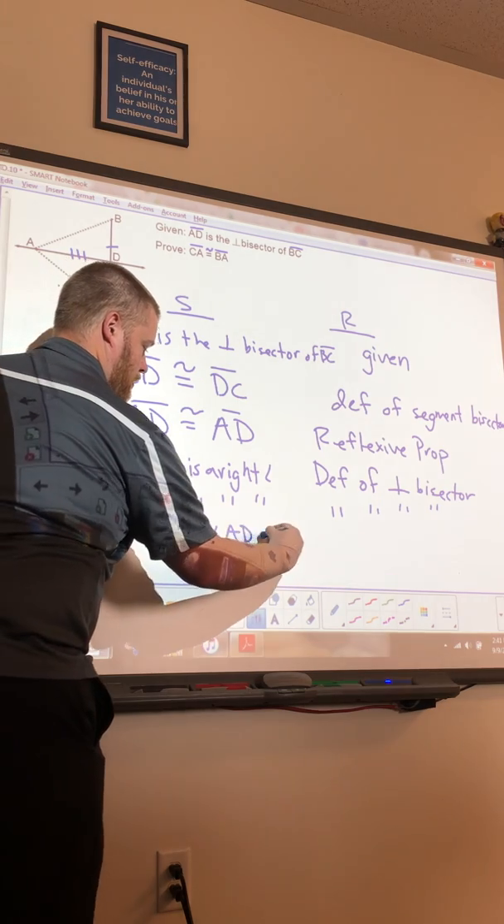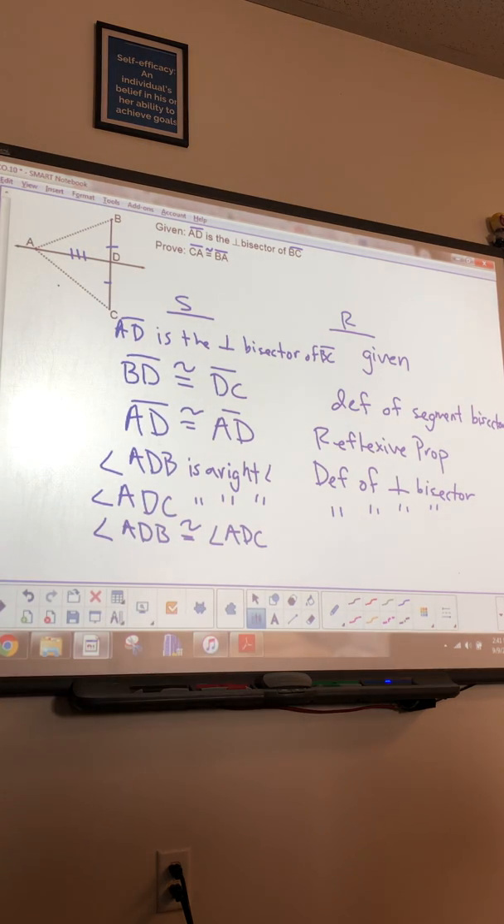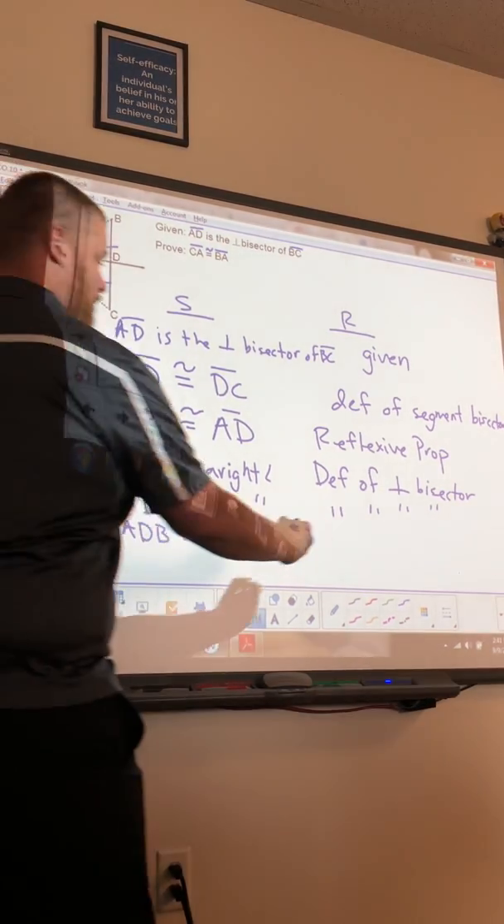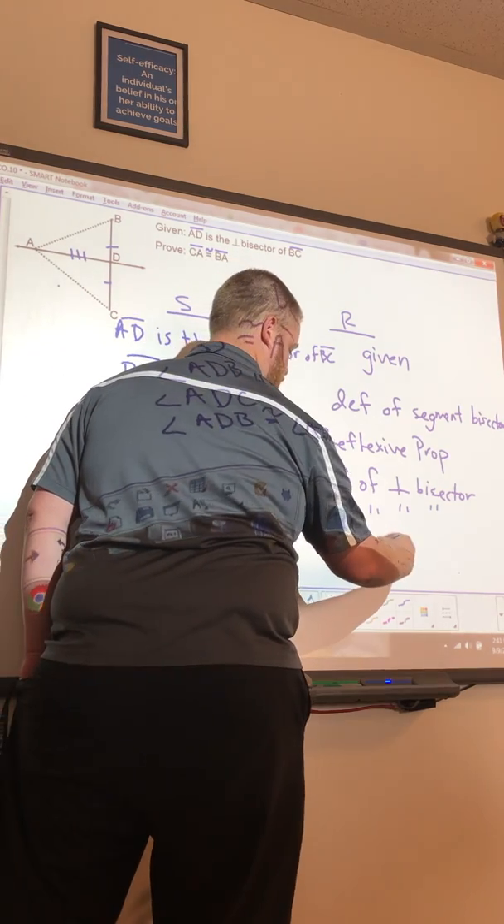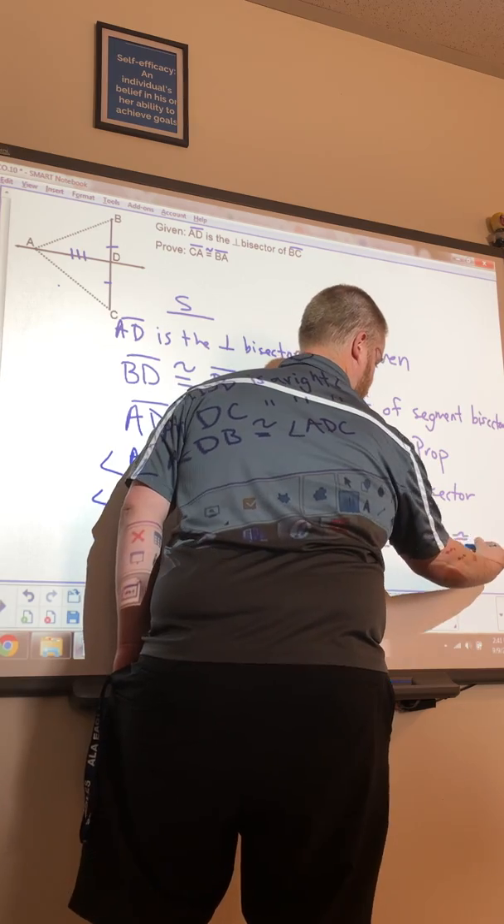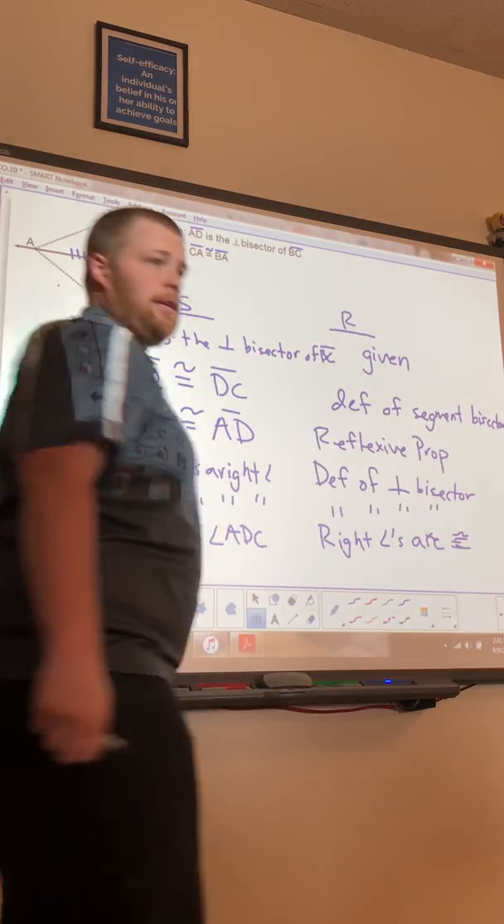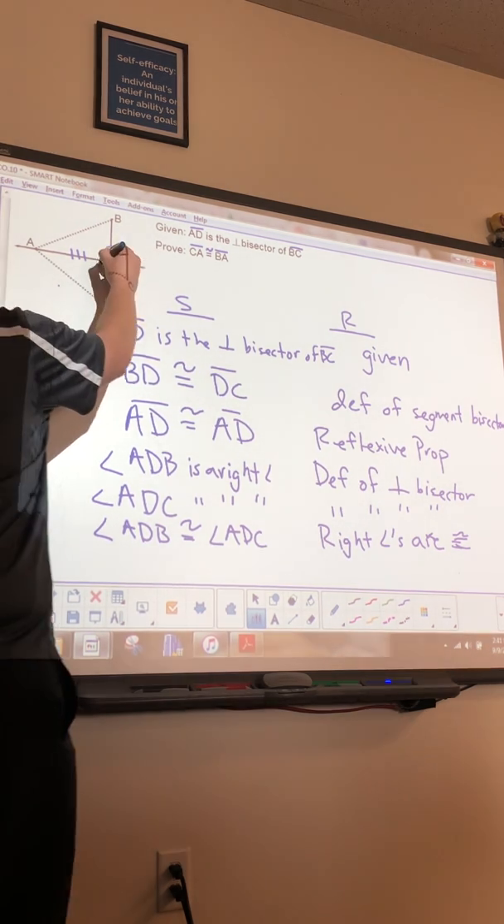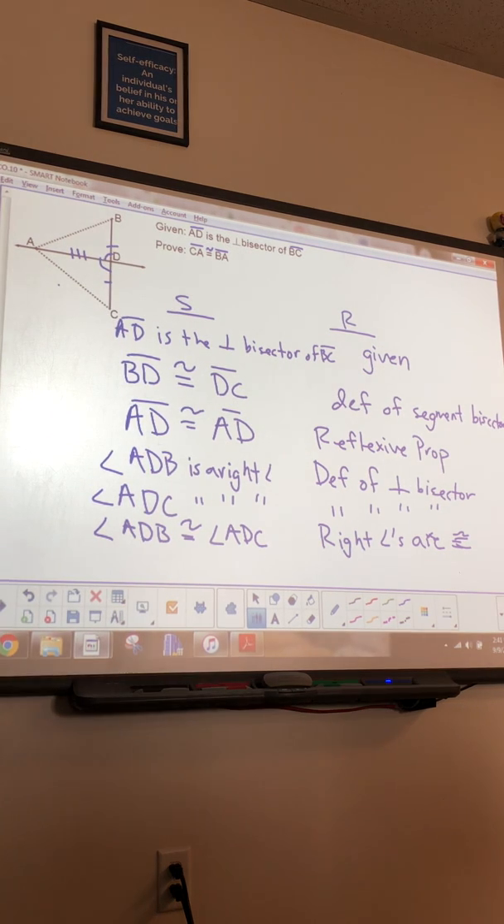So why are they congruent? Because they're both right angles. All right angles are congruent. So right angles are congruent. So that means now I've stated this angle and this angle are the same. Do I know the triangles are congruent? Yes. Why? Because they're equal to each other.